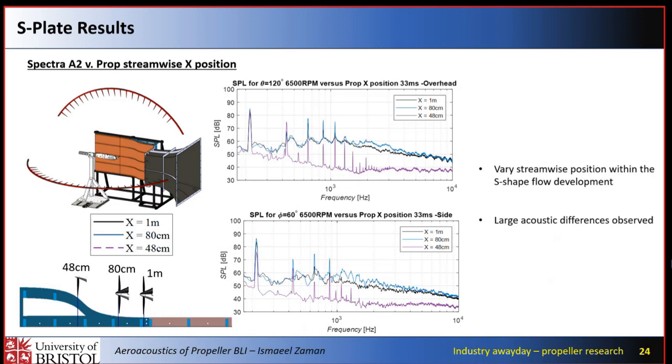So this is my last slide of results. We can see the effect of changing our streamwise location. What is most obvious here is that the purple line is our most upstream case, and this is where we see a massive reduction in broadband noise, which is, as you can imagine, from the massively reduced level of interference ingestion from the boundary layer. But the last two positions are generally quite similar, with the 80 centimeter being slightly louder.